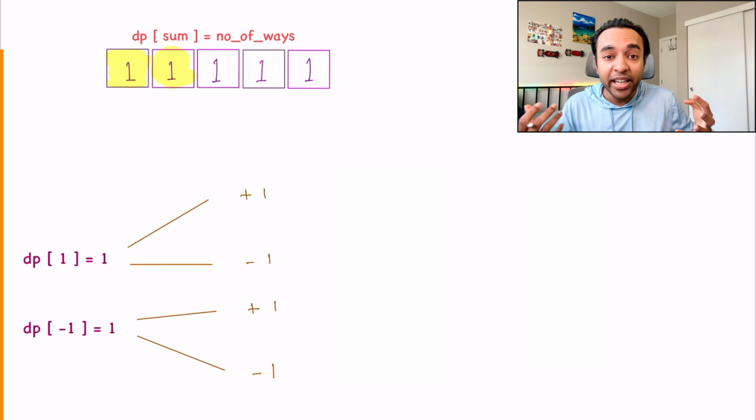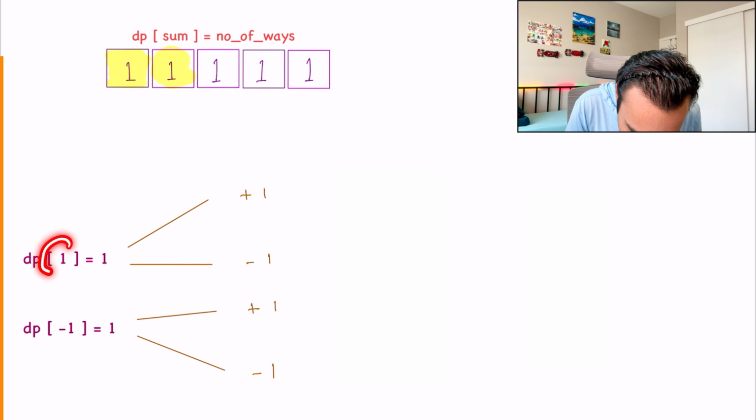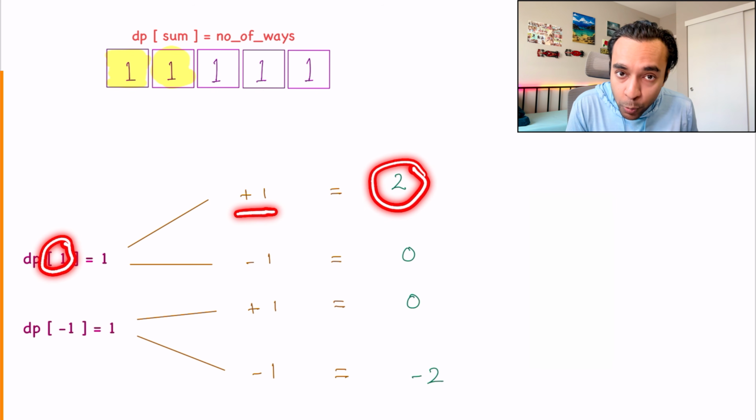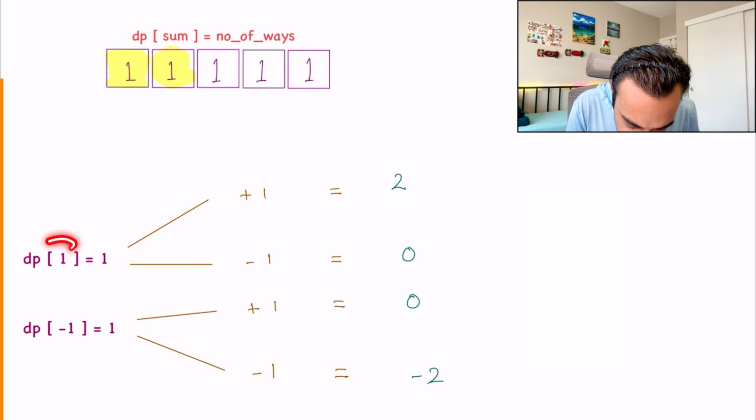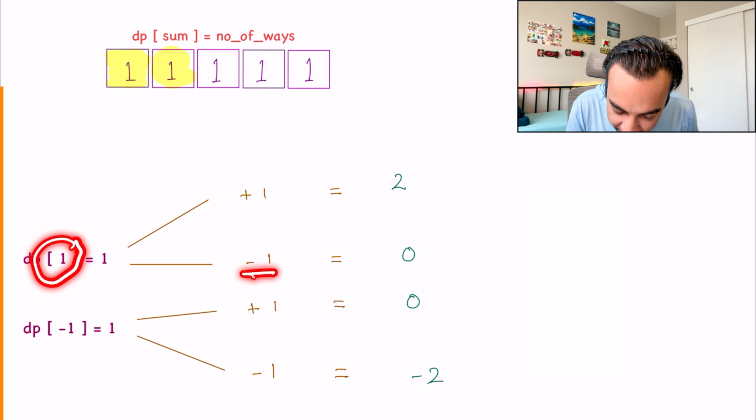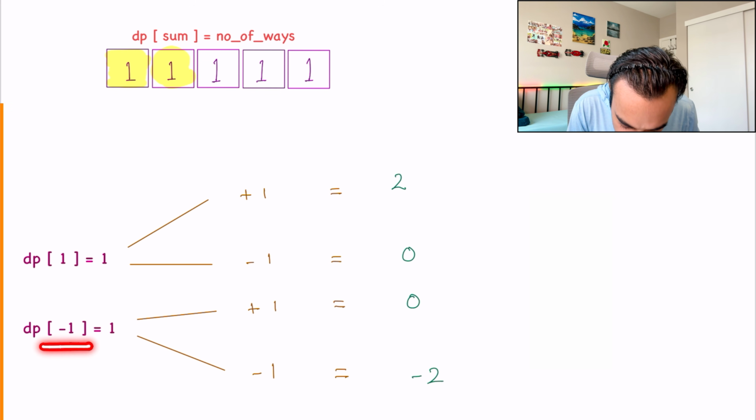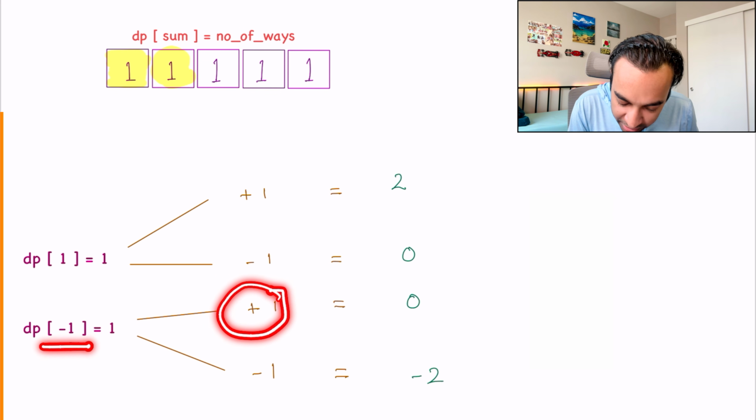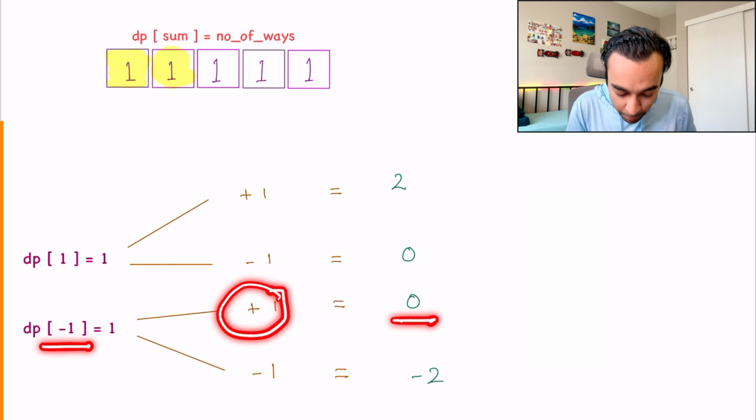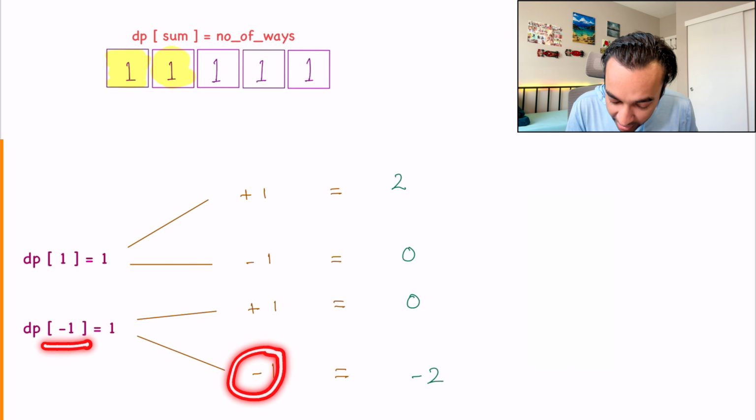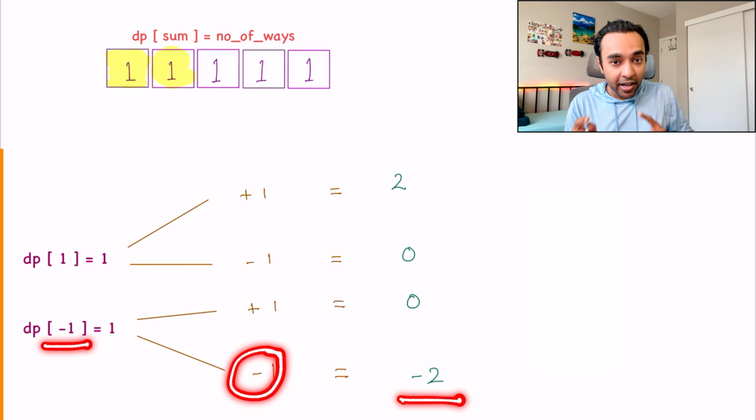So now what is the new sum? If the sum was 1 and you pick a plus 1, what do you get? You get a 2, correct? If the sum was 1 and you pick a minus 1, what do you get? You get a 0. If the sum was minus 1 and you pick a plus 1, then the sum becomes 0. If the sum was minus 1 and you pick a minus 1, then the sum becomes minus 2, right?